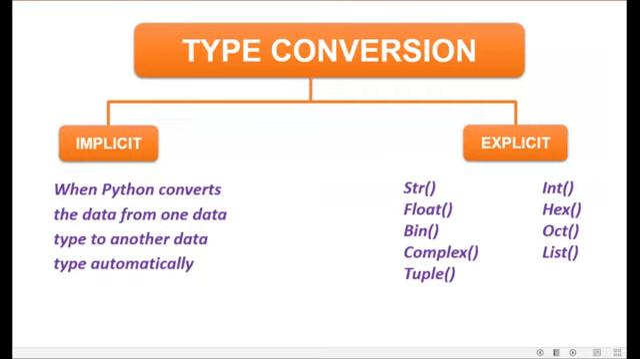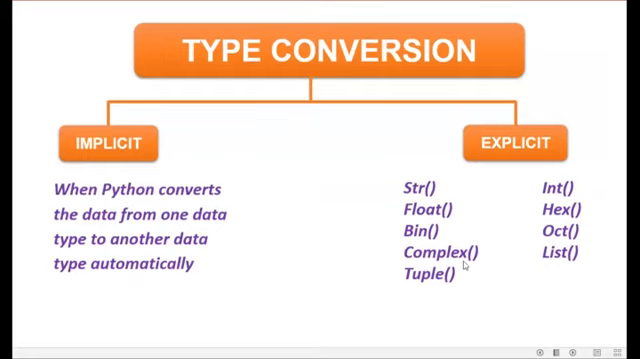So we have str for converting anything into string. We have int for converting anything into integer. Similarly, float, hex for hexadecimal numbers, bin for binary numbers. That means we can convert any decimal number into a binary number. Similarly, we can convert any number into an octal number, then complex numbers.